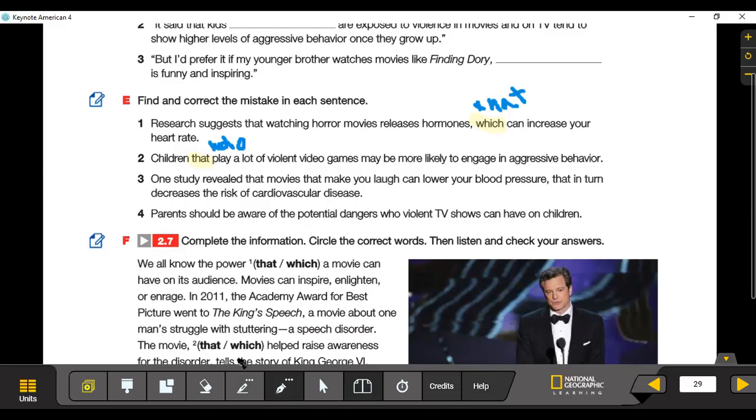Number 3, who wants to help me read number 3? One study revealed that movies that make you laugh and lower your blood pressure, which in turn decrease the risk of cardiovascular disease. Okay, so in this one, you put which. So I'm just going to put it like this, which. And number 4, who wants to help me read number 4?